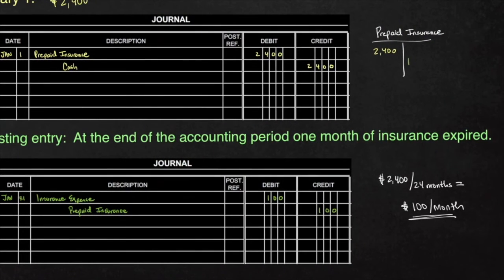Because again, we're adjusting that account. It's not worth $2,400 anymore. In fact, it's only worth $2,300 worth of prepaid insurance. The $100 right there is your adjustment. And the $2,300 is your remaining balance for that insurance.